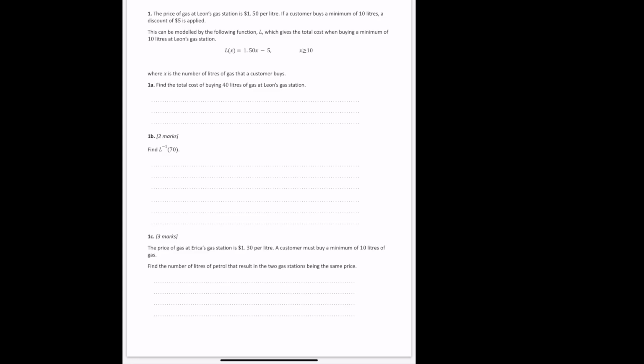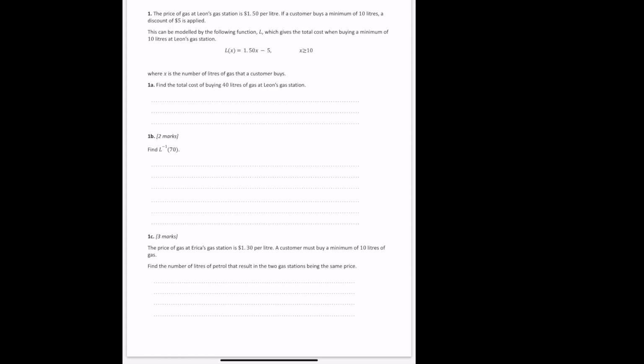So for this question, you're looking at the price of gas and you're told that the gas is 1.50 per litre. So this is where this part shows in the formula. So it's 1.50 per litre, where x is the number of litres. And if they buy a minimum of 10, so x has got to be more than 10, then we get this €5 or $5 discount applied. So this is the function L(x), which is modelling the cost per litre.